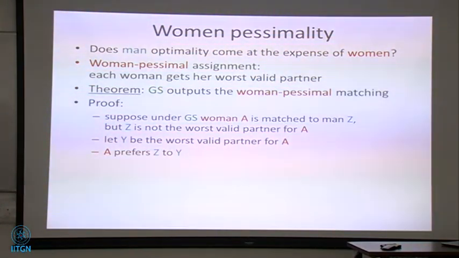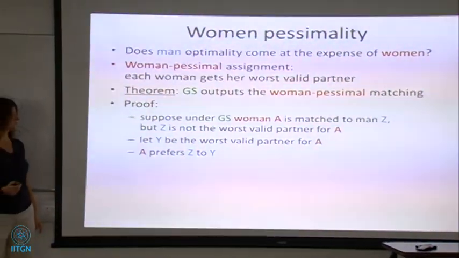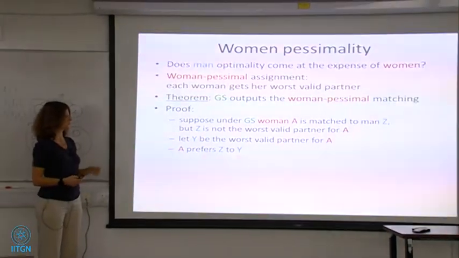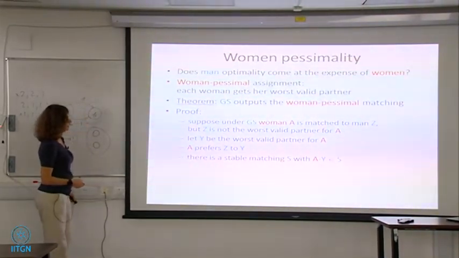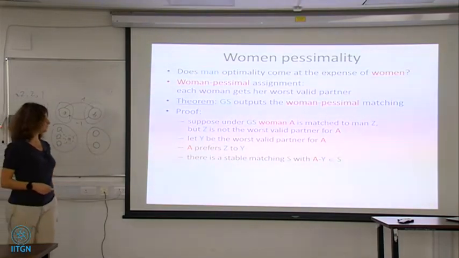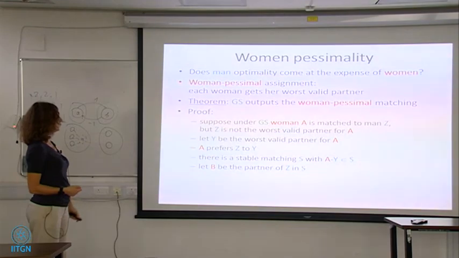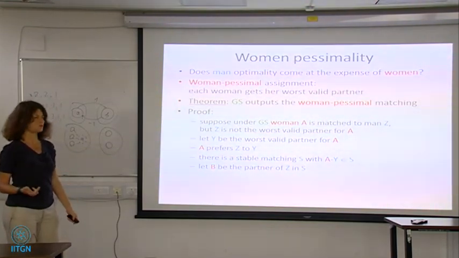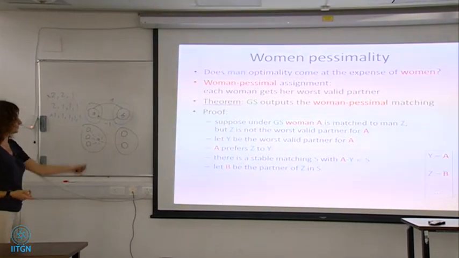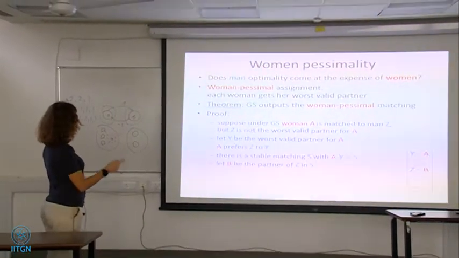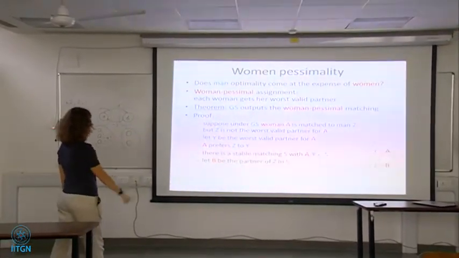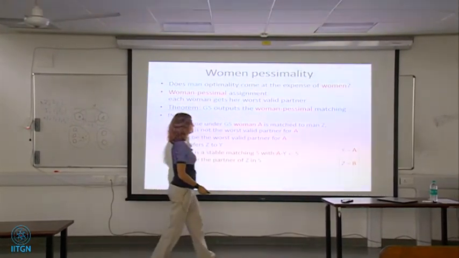Gale-Shapley produces a stable matching, and since A is matched to Z in the output of that algorithm, Z is a valid partner for her. Y is the worst valid partner, so A prefers Z to Y. So if Y is her worst valid partner, there is a stable matching with A and Y in it. Again in that matching, B is matched to someone else. I was sort of replicating the previous argument. Now again we'll try to argue that this matching is in fact not stable.